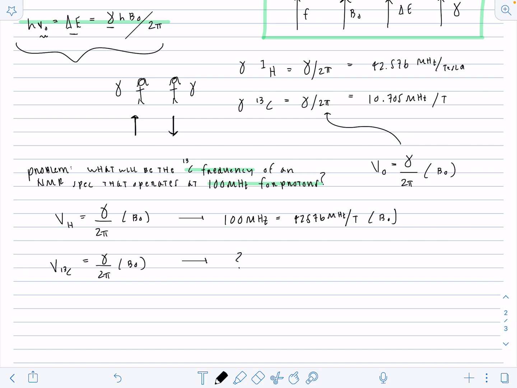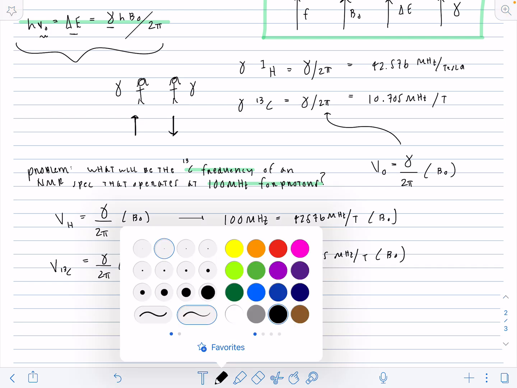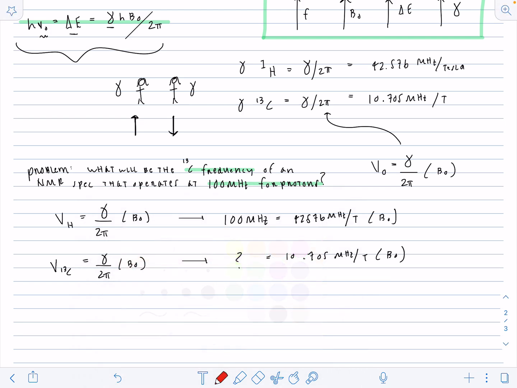We're trying to find the frequency. We know this value because it's 10.705 megahertz per Tesla, and we still don't know the strength of the magnetic field. So this is a basic algebra problem, or you can do a little bit of quick math and find this out with a really strong guesstimate.